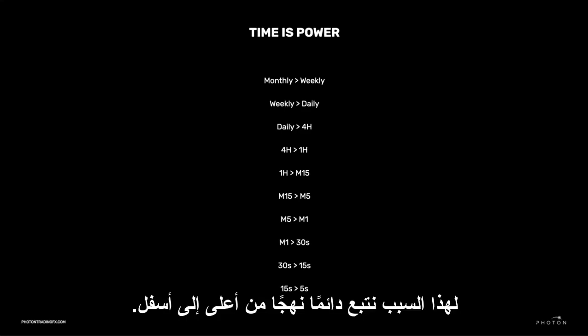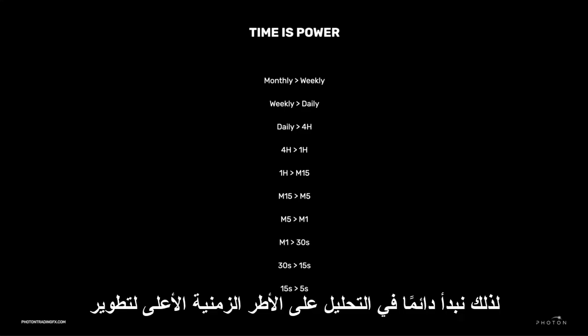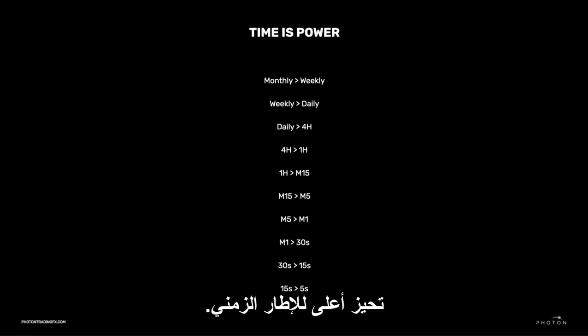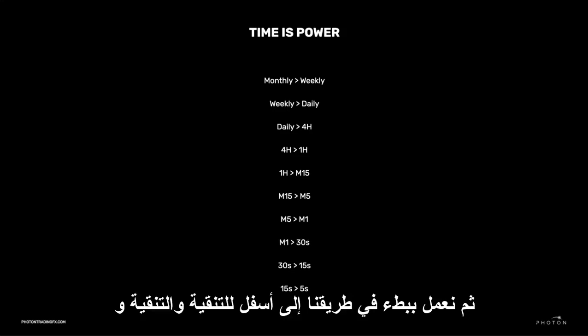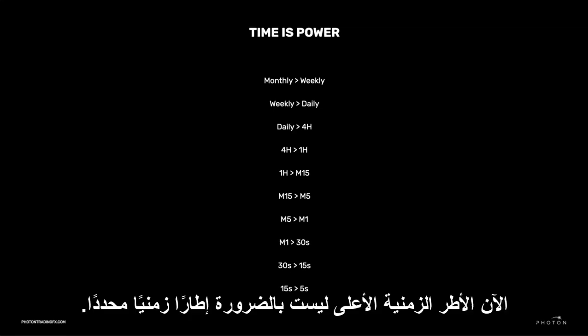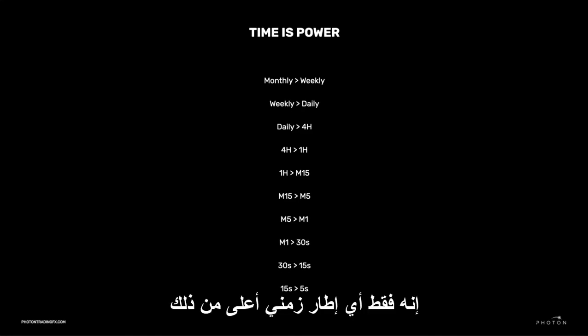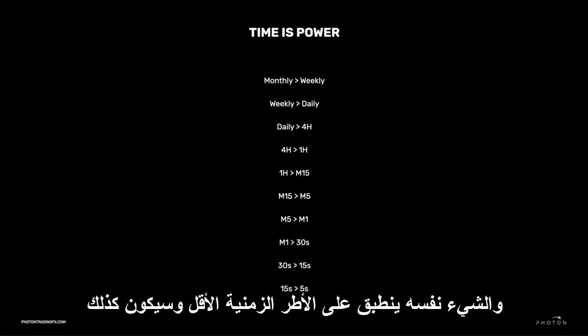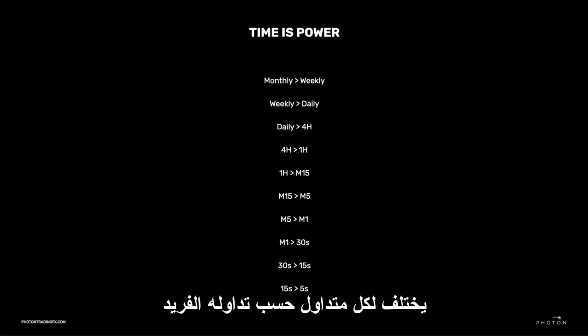So this is why we always take a top-down approach. So we always start analysis on the higher time frames to develop our higher time frame bias, and then we slowly work our way down to refine and increase our timing accuracy. Now, the higher time frames are not necessarily a specific time frame. It is just any time frame that is higher than the one that you are looking at. And the same goes for the lower time frames, and it's going to be different for every trader depending on their own unique trading style.